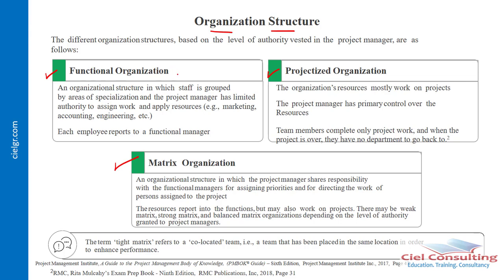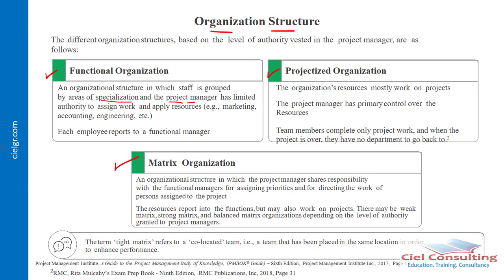So when we talk about the functional organizational structure, this is a type of organizational structure where staff who work within this organization are grouped according to their areas of specialization. And that's what a functional organizational structure here refers to. So in this organizational structure, a project manager typically does not exist. So if you even have anybody who is handling a project here, the person is probably referred to as a project expediter.